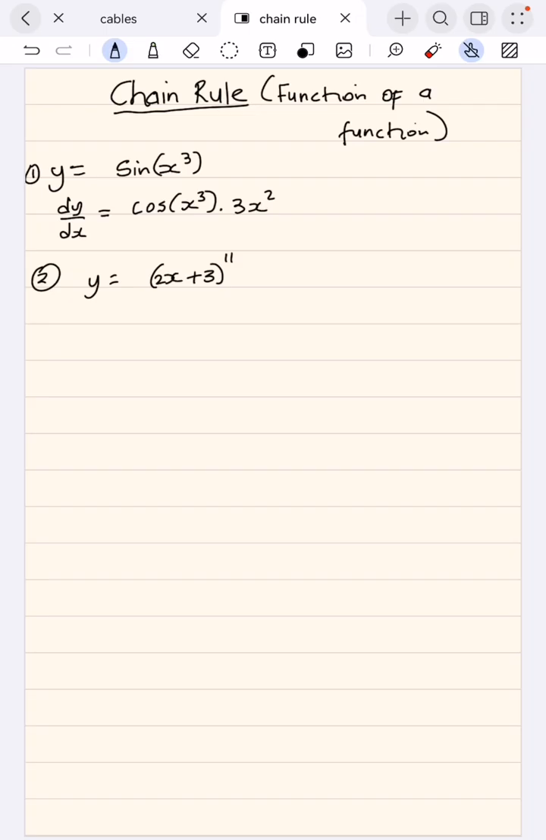So now 2x plus 3 is not the main function. The main function is the bracket of 11. Bracket of 11 is the same as saying x exponent 11. How do we differentiate this? It's 11x exponent 10, right? So that's what we are going to do. We start with 11. Remember from the previous question, I said nothing else changes. You do one thing at a time.